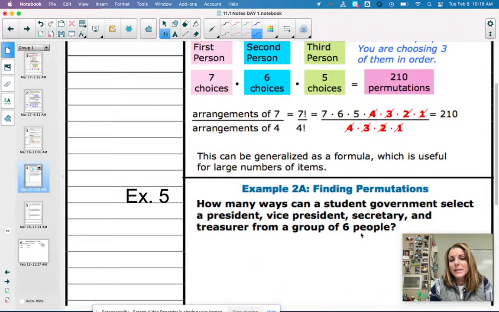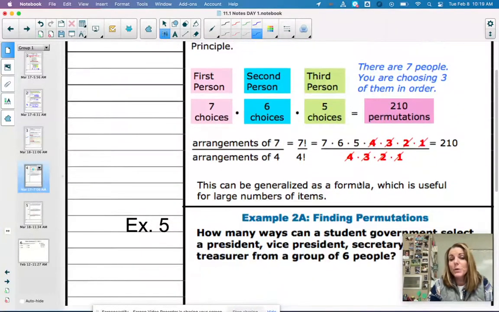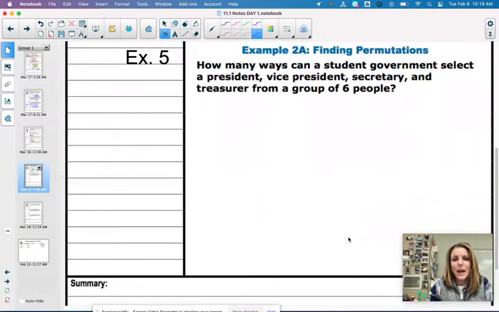We can generalize this as a formula, which is useful when we're dealing with large numbers. But when you're dealing with small numbers, sometimes we'll just use the fundamental counting principle instead. So example 5. How many ways can a student government select a president, a vice president, a secretary, and a treasurer from a group of 6 people?